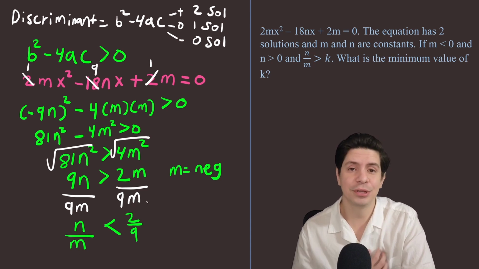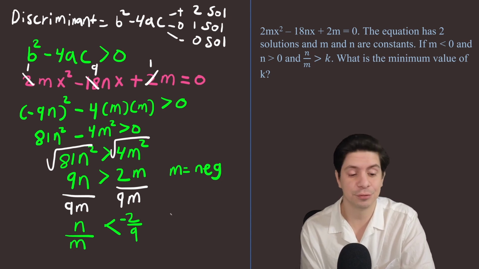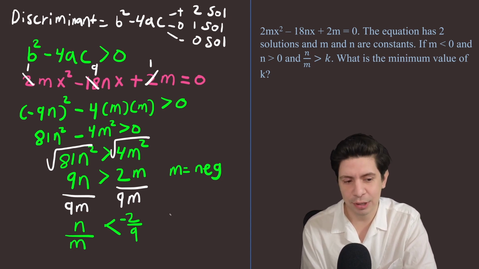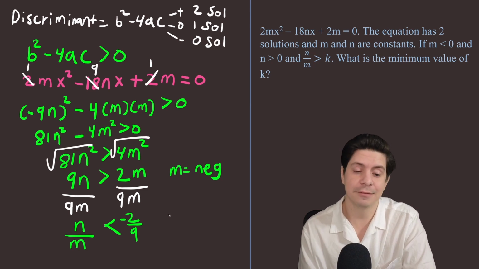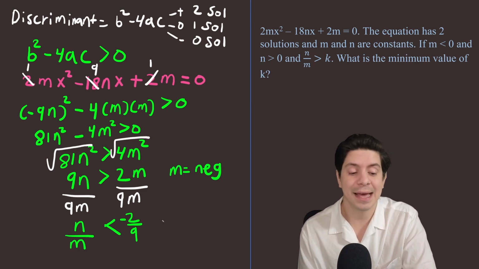And because we know that m is negative and n is positive, we know that should be a negative 2 over 9. So when we were doing the square roots, we get positive and negative values for them, and we know one of them is negative, so it's going to give us that. And that is our answer. N over m is less than negative 2 over 9, so that means k at minimum value is negative 2 over 9. If you have any questions, let me know. I know it's a pretty crazy one.